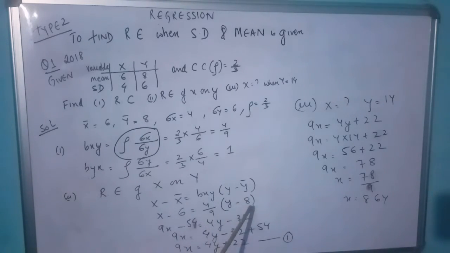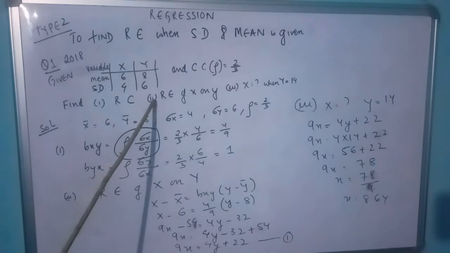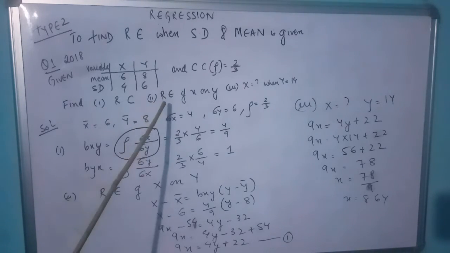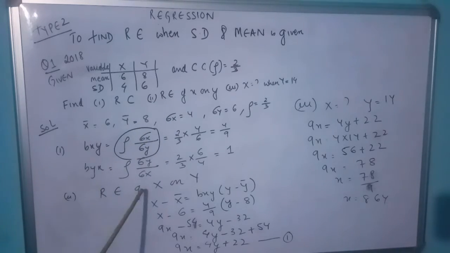So when you put all the values and cross multiply, 9 into x is 9x, 9 into 6 is 54, 4 into y is 4y, 4 into 8 is 32, negative 54 goes across and becomes positive. So this is the final equation which you get. That is what had been asked in the second part of the question, that means regression equation of x on y. Now the third part is interesting.